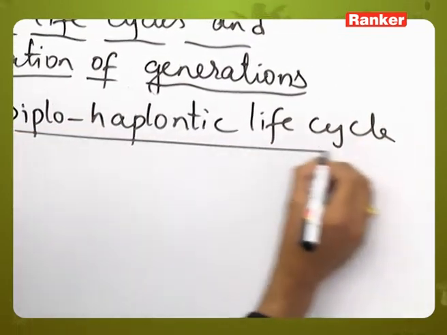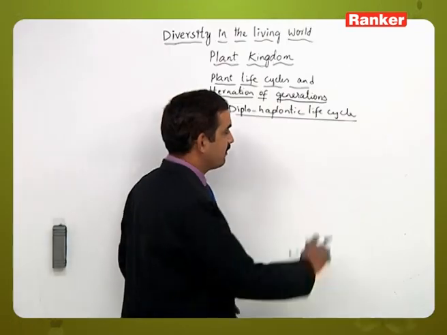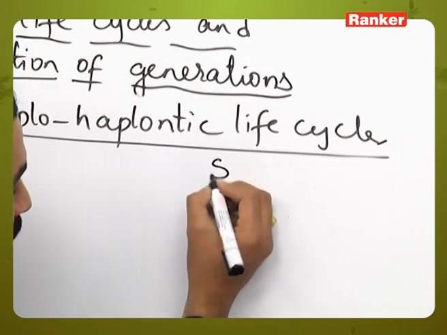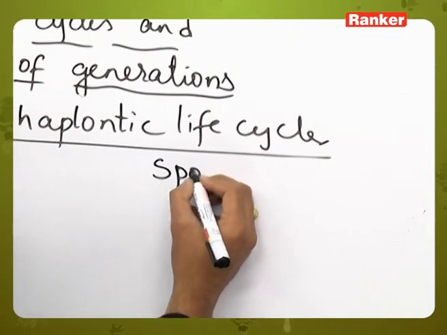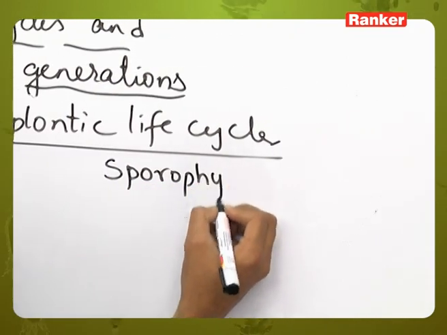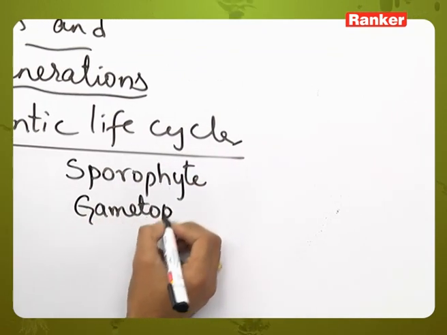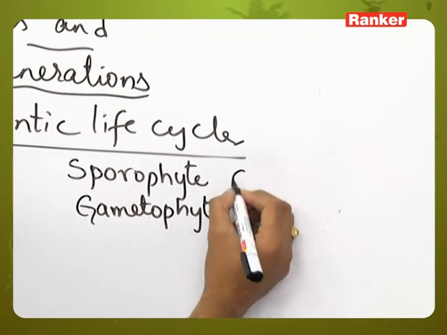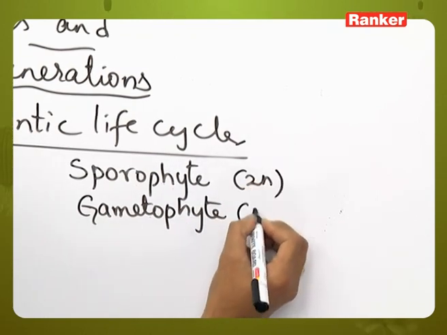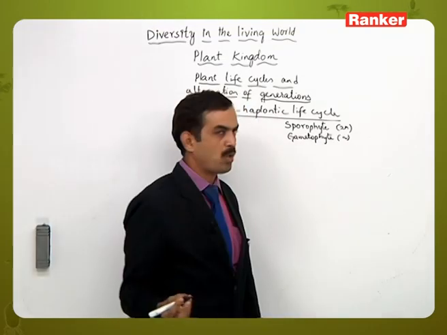In the Diplohaplontic life cycle, the plants will have two generations. One is a sporophytic generation and the other is a gametophyte generation. The sporophyte is a diploid generation, whereas the gametophyte is a haploid generation.